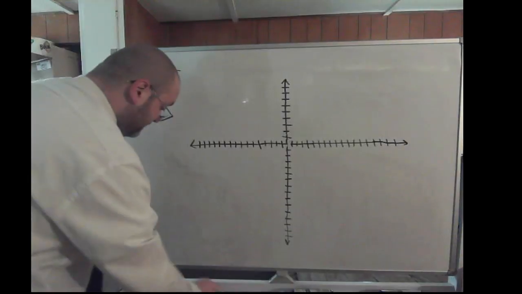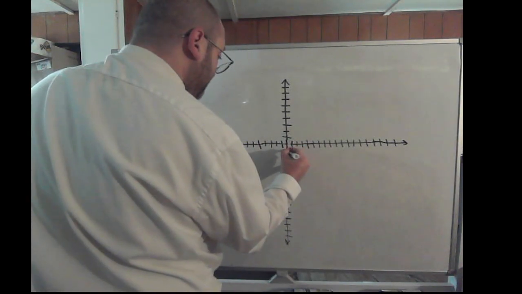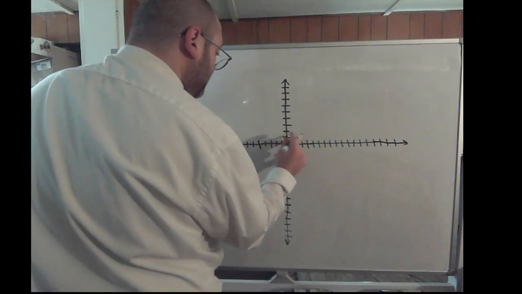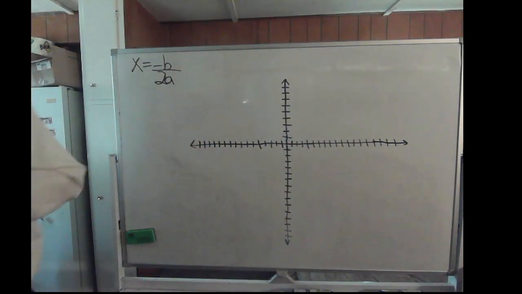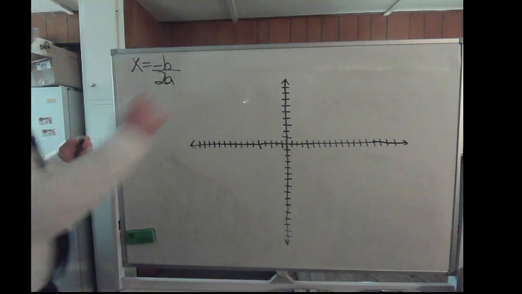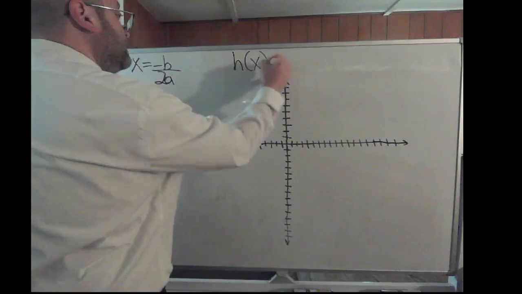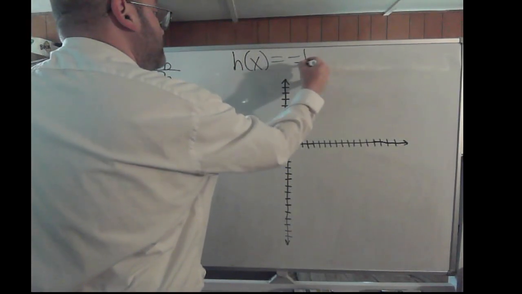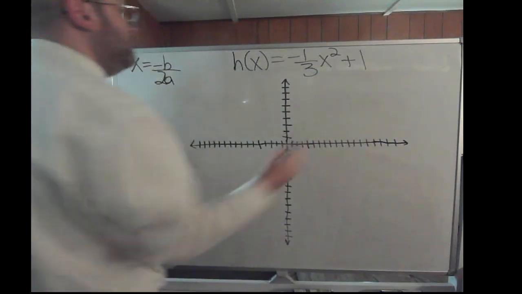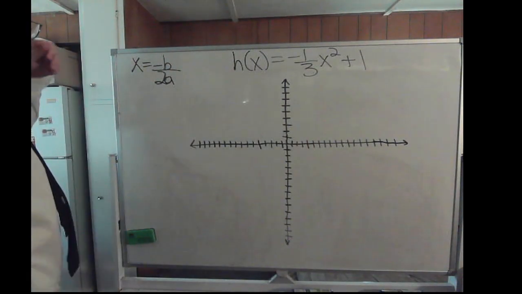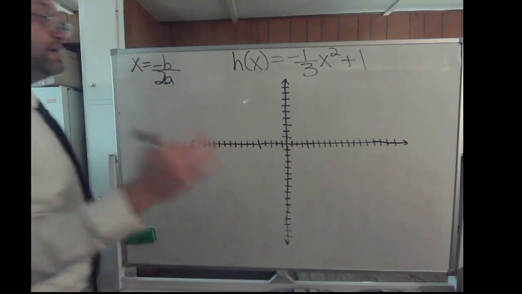Alright, let's just reconnect this graph a little bit. And I think that does it. Okay. H of x equals negative 1/3 x to the second plus 1. So we have h of x equals negative 1/3 x to the second plus 1.